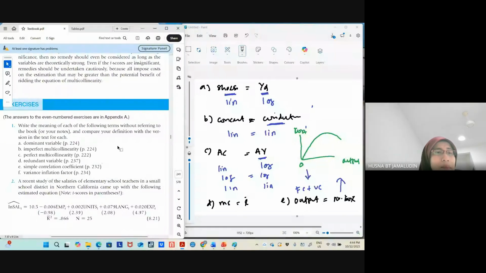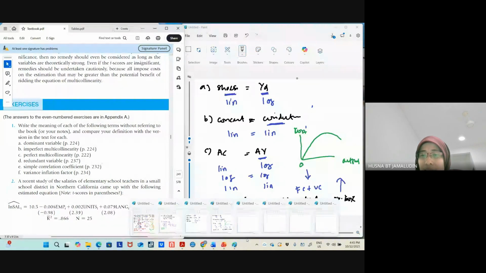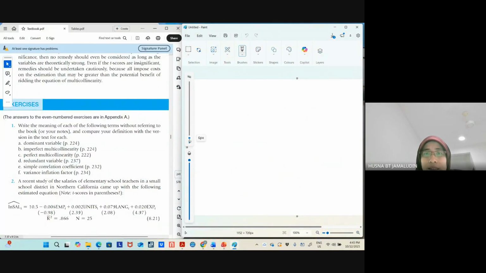This is chapter what? Chapter 8. Chapter 8 is about multicollinearity. Okay, so let's open a new one. A recent study of the salary of the elementary school teacher. So you just want to know about school teacher salary in a small sample. Okay, this is the equation.